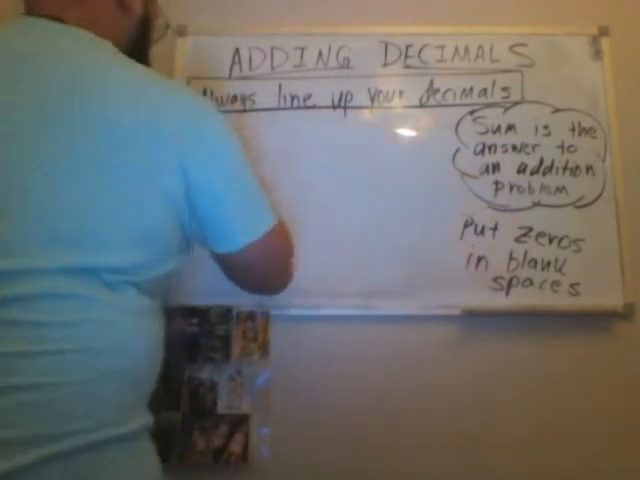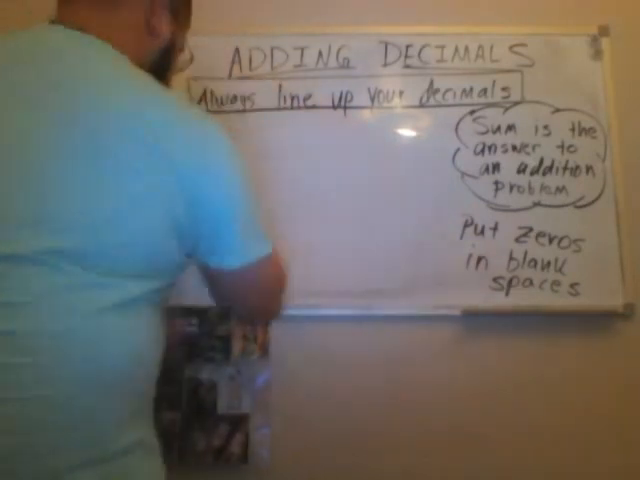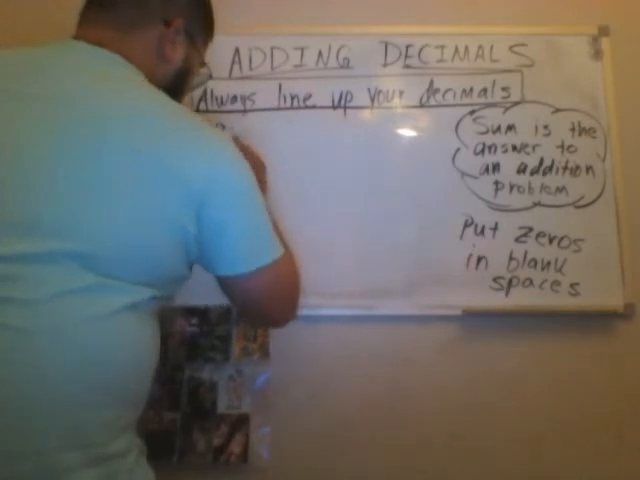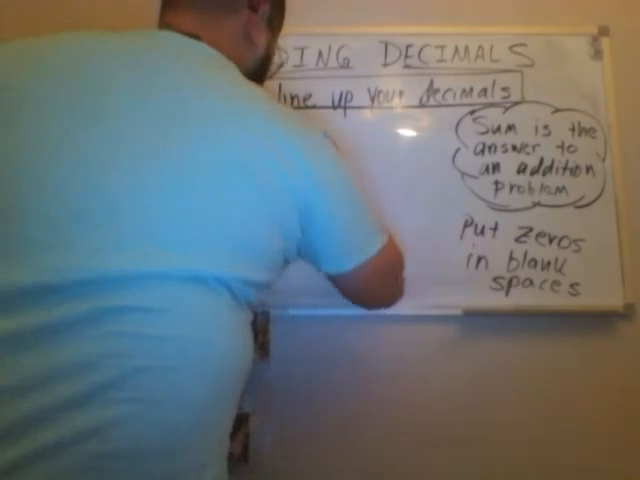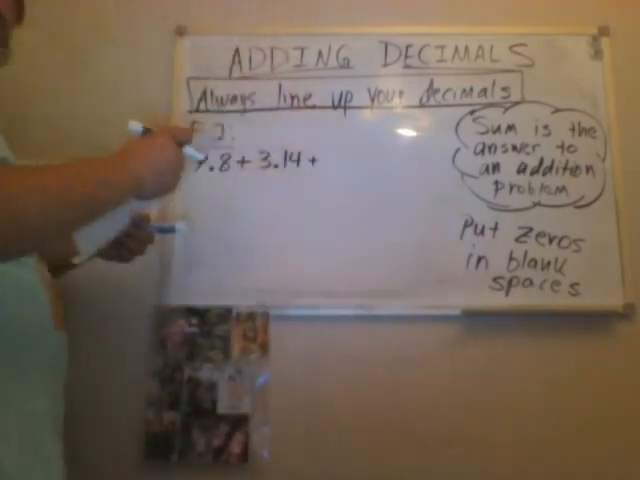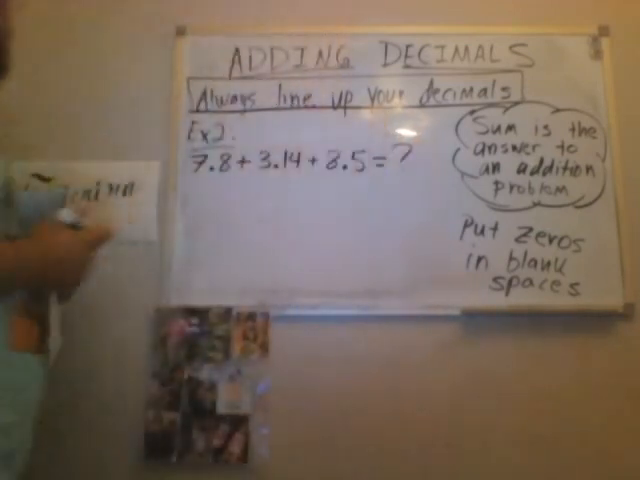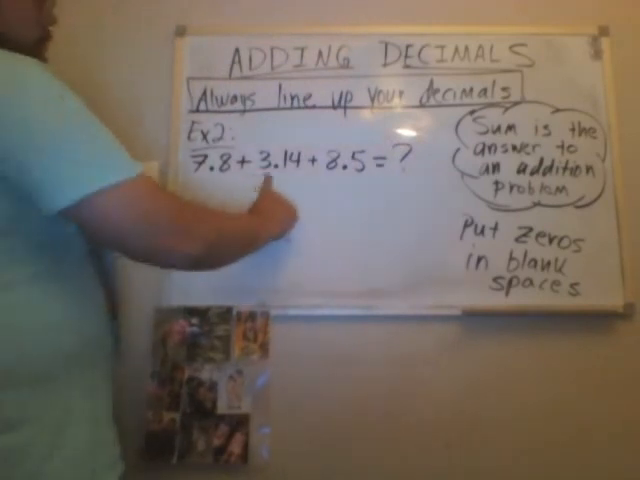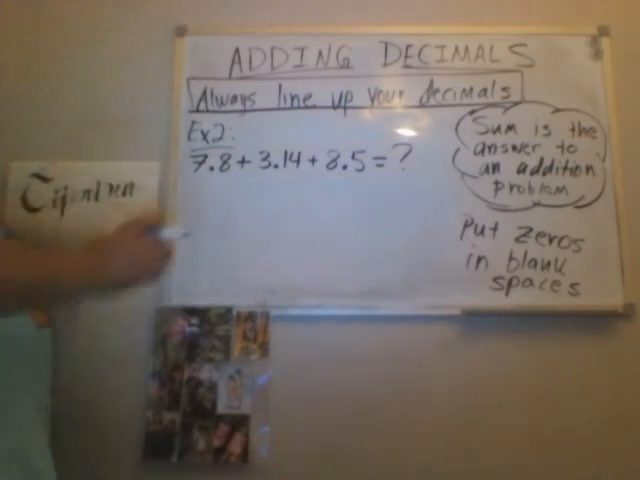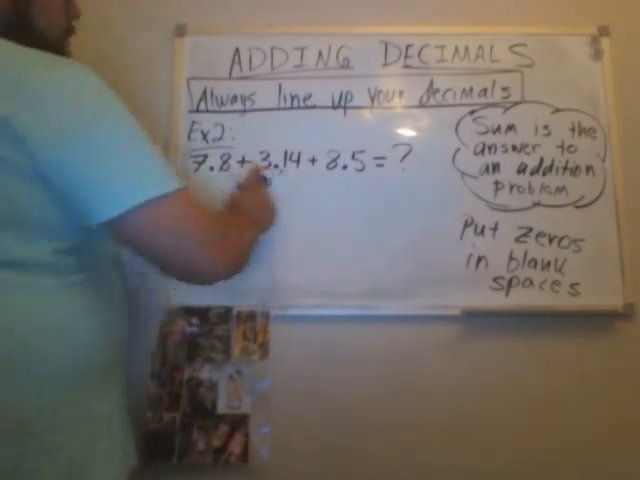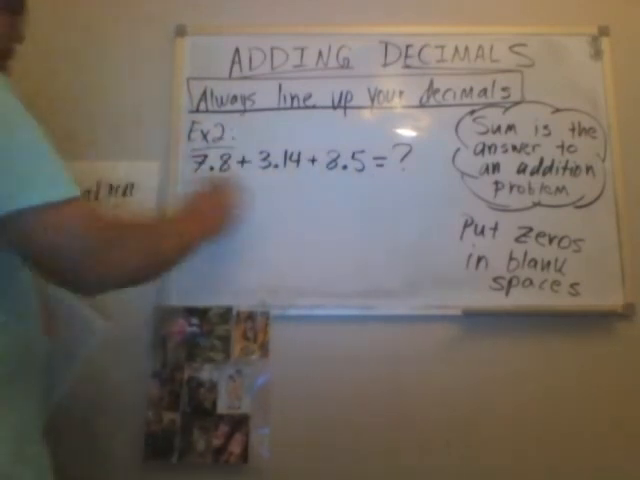Example 2. We have 7.8 plus 3.14 plus 8.5. And what is that equal to? We don't know yet. Okay, so the first thing, we're going to add these two together first, and then we're going to add the next one. Again, you can add them at the same time, but I just want to do it piece by piece so I don't get lost.